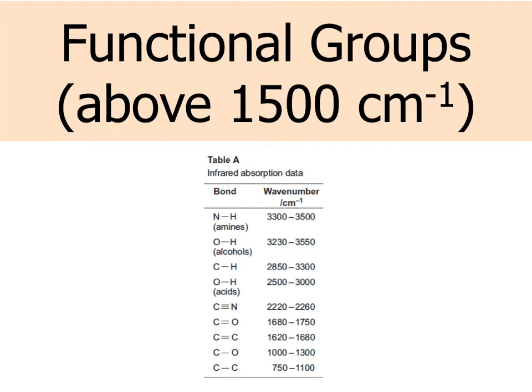So this is taken from your data sheet that you get in an exam. So it's got this table here. Some of these, as we can see, there are a couple down at the bottom that are in that fingerprint region. So the carbon-oxygen bond, for example, and the carbon-carbon bond. We are never going to use those. They are never going to appear.